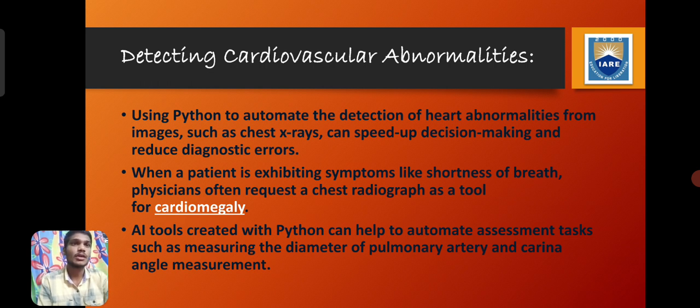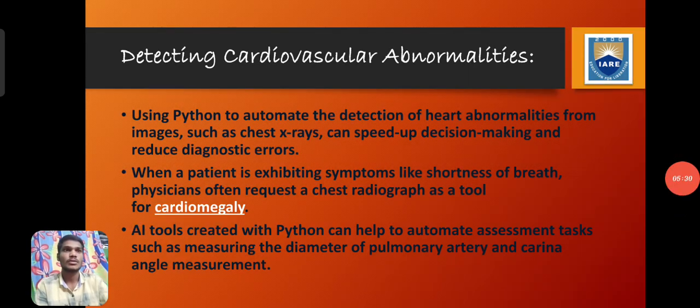Detecting cardiovascular abnormalities using Python from imaging such as chest X-rays can speed up diagnosis and reduce diagnostic errors. When a patient is experiencing symptoms like shortness of breath, physicians often request a chest radiograph to check for cardiomegaly. AI tools created with Python can help to automate tasks such as measuring the diameter of the pulmonary artery and carina angle measurements.